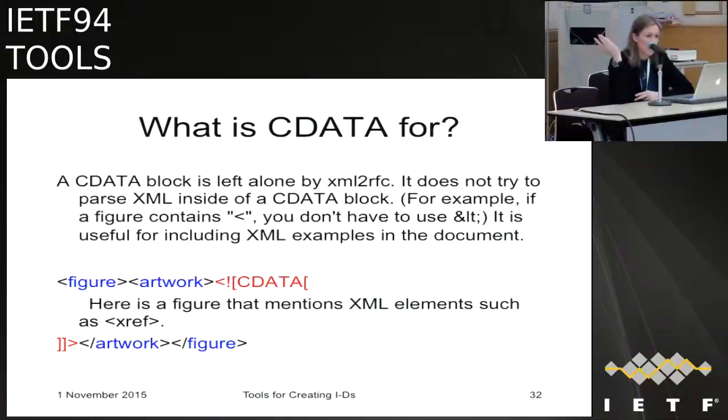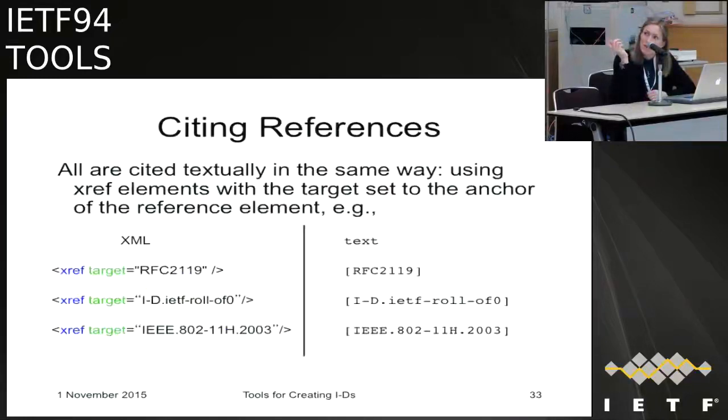Especially useful if you're trying to put XML or HTML into your draft, because you don't have to replace all the angle brackets. So references is usually the sticking point. As I mentioned, there are citation libraries and they have names that you can expect. So for RFCs, it's always RFC capitalized and a 4-digit identifier. And for internet drafts, it always starts with I-D. And when you don't include a version number, it chooses the most recent one.